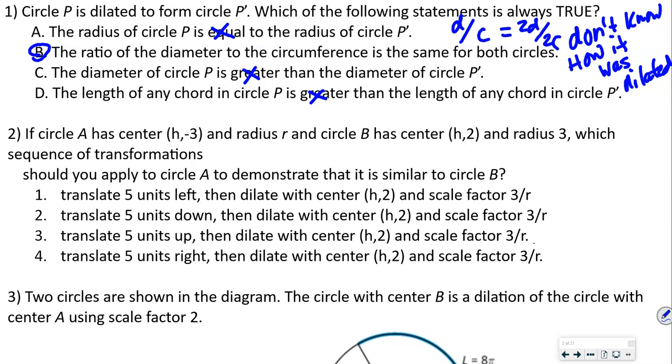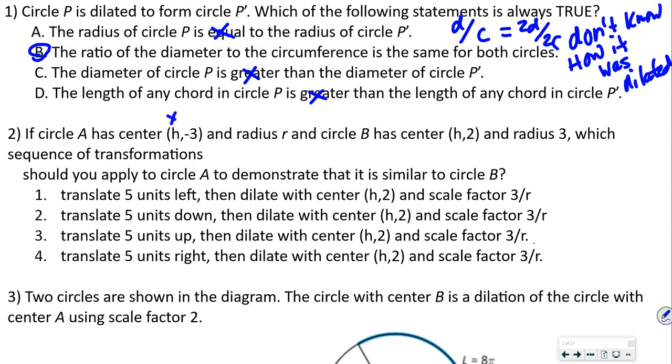All right, so number 2 says, if a circle A has center (h, -3) and a radius of r, and a circle B has a center (h, 2) and a radius of 3, which sequence of transformations should you apply to circle A to demonstrate that it is similar to circle B? Okay, so on this one, first what we're going to do is look at the change in x and the change in y.